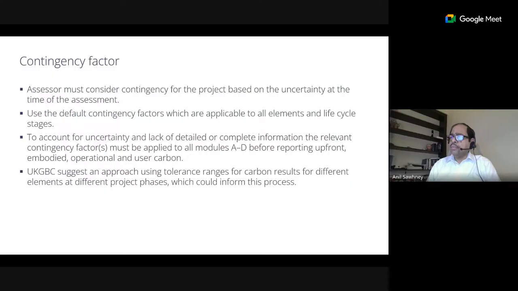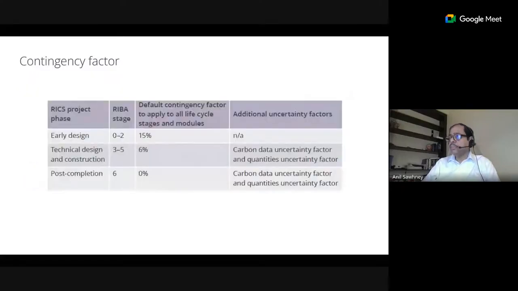There is a slightly different approach which the UK Green Building Council provides. They basically suggest an approach which uses tolerance ranges for carbon results for different elements at different project phases, which could inform this process. So essentially, the RICS standard goes by when you are performing the assessment, and then it gives you one factor which you can apply for all modules, whereas the UKGBC uses more of an elemental approach.